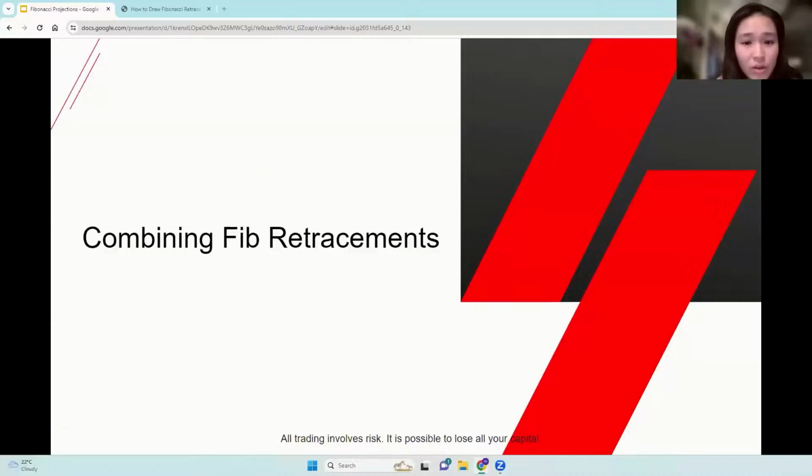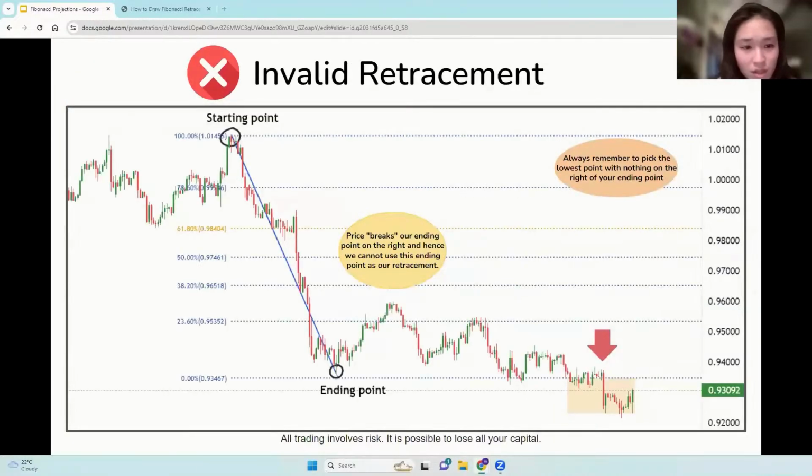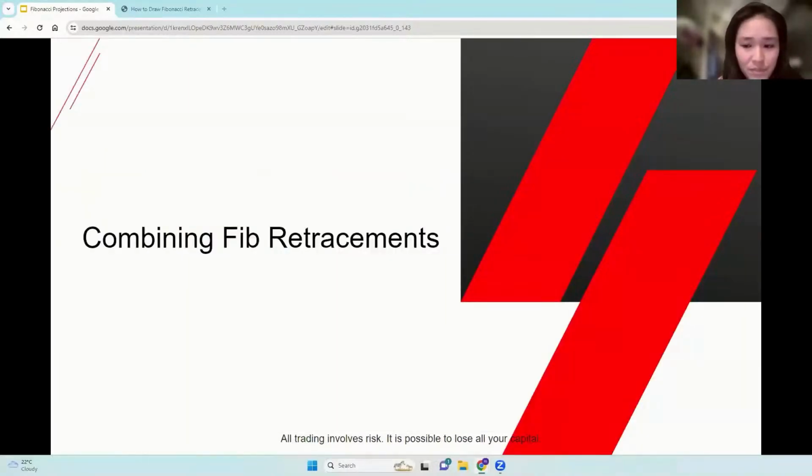Now let's look at how we can combine all of the retracements and the projections that we've learned so far. I'll give you an example of buying. If it's the other way around, so if your starting point was here and ending point here, then it would be an invalid retracement if price breaks above that 0%. As long as it doesn't break below this 0%, then you're good to go. But we'll look more into this when we look at the charts.